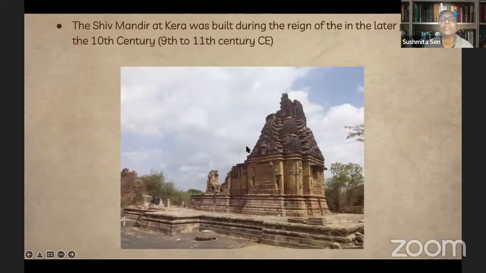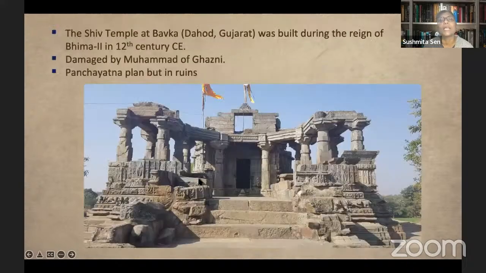This is the Shiva Mandir, and it is lying in ruins, again in Kheda district. It belongs to the 10th century, which is again the Garbhagriha and the Mandapa we can see in front, which is broken and lying in ruins. And this is another beautiful temple, the Bhavka temple, which was built during the reign of Bhima II. It was destroyed by Muhammad of Ghazni.